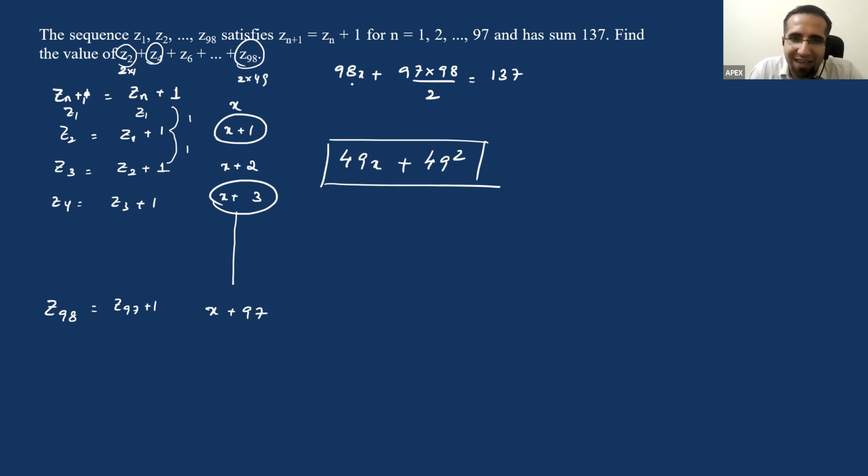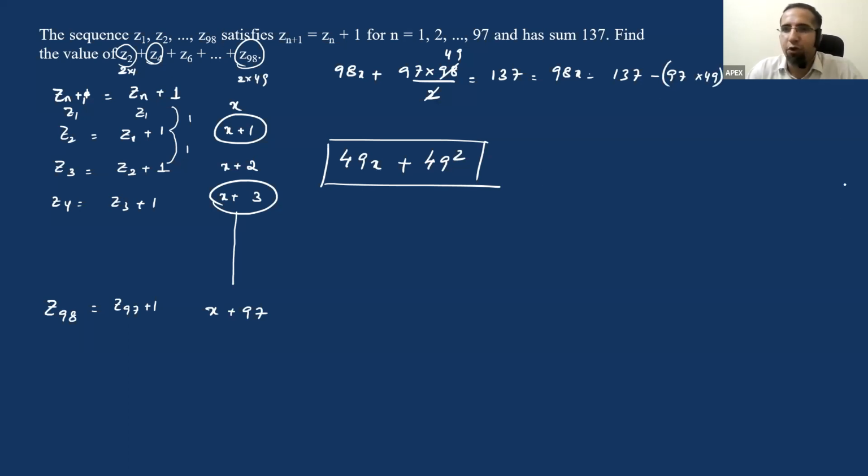Now what's an easier part? We can calculate the value of 98x. Divided by 2 will give me 49x. So let's look at it this way. 2 ones are 2, 49s are. So we have 98x is equal to 137 minus 97 into 49.